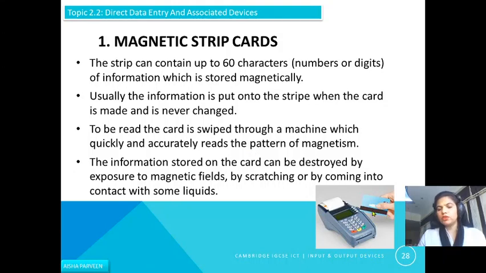So all the data is stored on the strip, and this is then swiped through the machine so that all the data can be read accurately. The information stored on the card can be destroyed by exposure to magnetic fields, by scratching, or by coming into contact with some liquids.